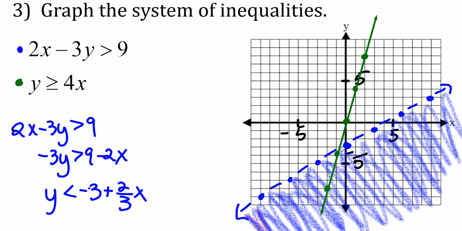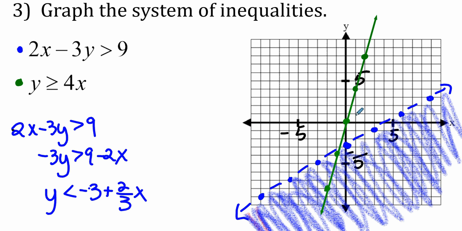Now we've got to look at our solution area. So we got to do some shading with the test point. We cannot use 0, 0 for the test point because it's on the boundary and we already know that it's included. So we're going to have to use something else. So instead of 0, 0, why don't we use 1, 1 to see if that's true or false. So put 1 in for y and 1 in for x.